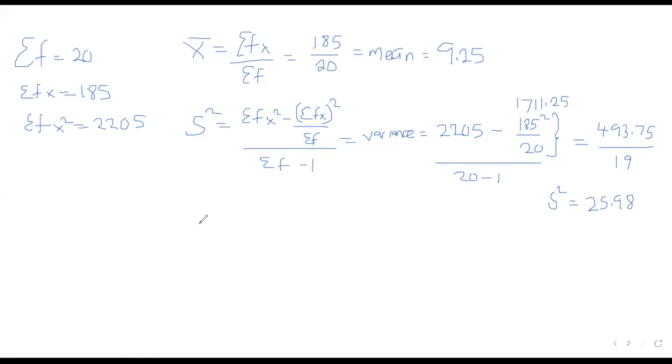The relationship between variance and standard deviation is that our standard deviation is the square root of the variance. So when we square root our variance, we call it standard deviation. What's the square root of 25.98? 5.098.